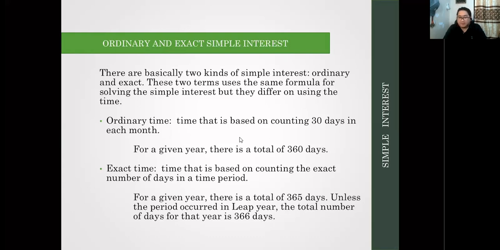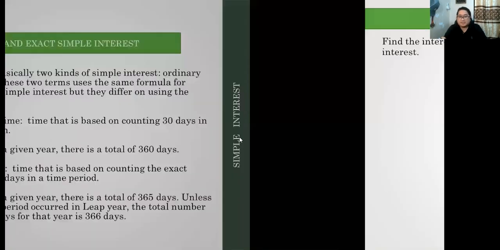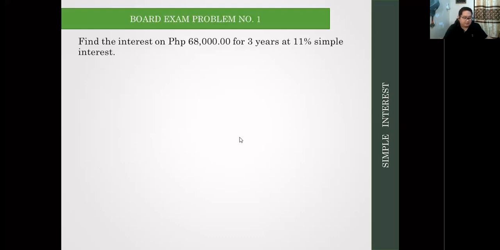Ngayon, sa problem, paano natin ma-distinguish kung ordinary time or exact time yung pinag-uusapan? So as a rule of thumb when solving interest problem, kapag walang indicated, laging i-assume mo na ordinary time yung given problem. Okay? So kung halimbawa walang binanggit kung ordinary o exact, laging ordinary yung gagamitin mo. So ang divisor mo for the number of days per year is 360 days. Okay? So, yan. I think we can now start sa example for simple interest.